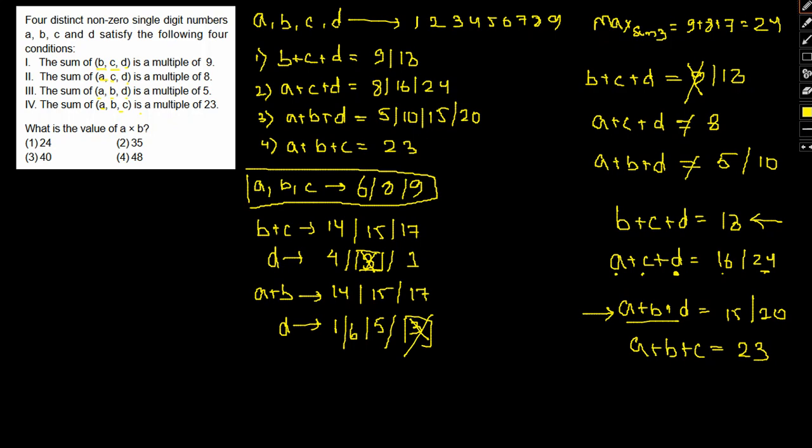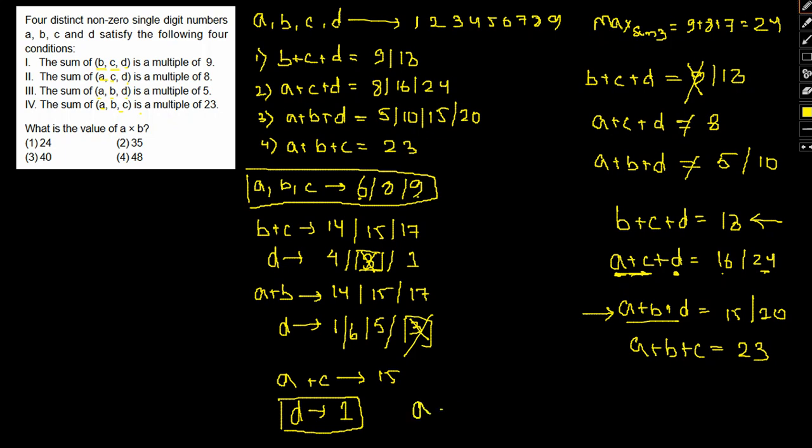Okay, so from this only we can figure out a plus c has to be 15, and d therefore has to be equal to 1. Okay, so this is our first one: d is 1. So if a plus c is 15, then the only possibility is 6 and 9, right?